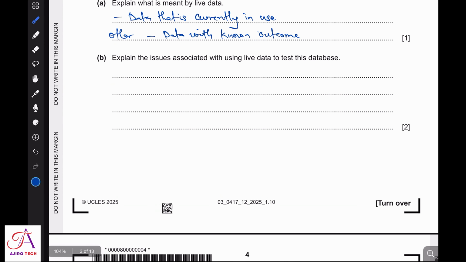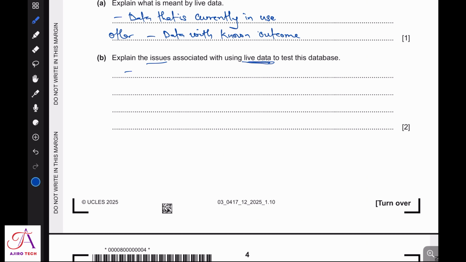Explain the issues associated with using live data to test this database. Okay, so we're still on the issue of live data. Live data are data that are currently in use, being used by users. And because they are being used by users, they may contain personal data.